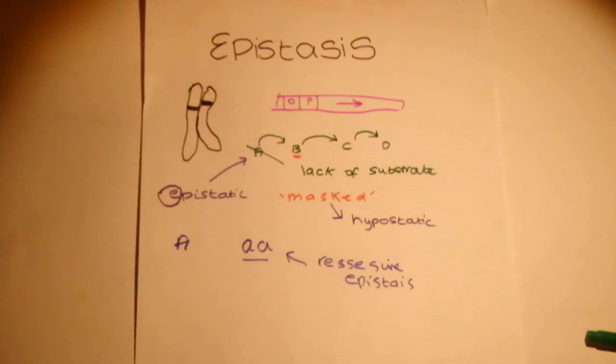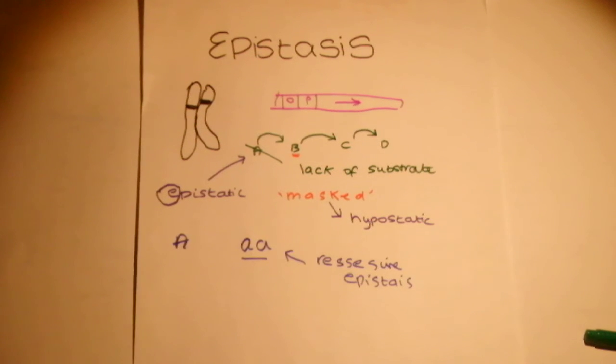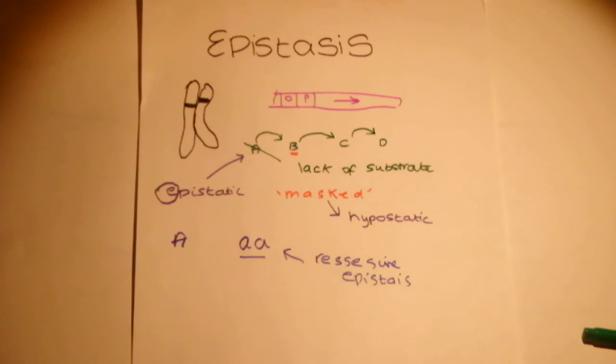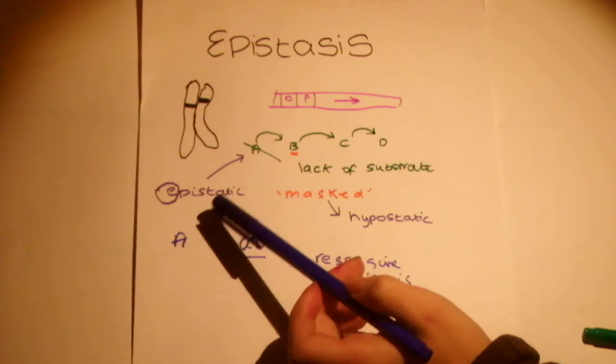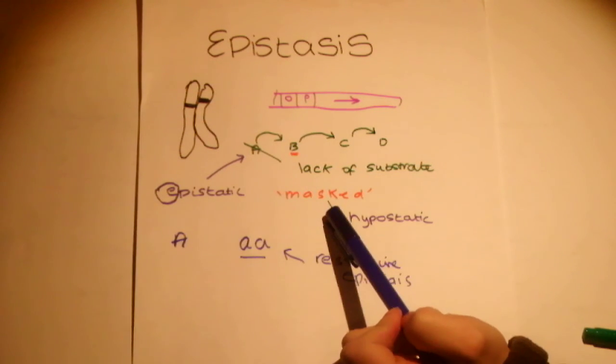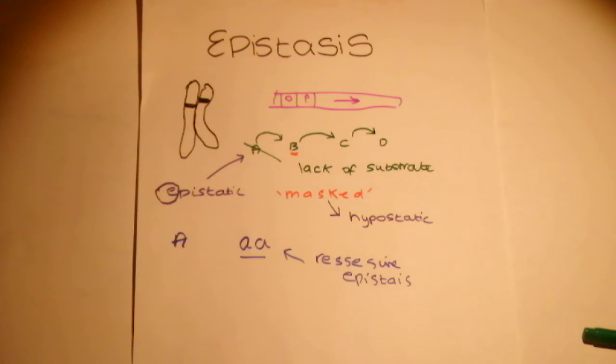And then dominant epistasis would occur if there's a dominant allele having the same effect on another gene, so that would also be epistatic, but that would be dominant rather than recessive. The gene at the A locus is epistatic to the gene at the B locus. So that's just remembering epistatic first, and then hypostatic is the one who's being affected.